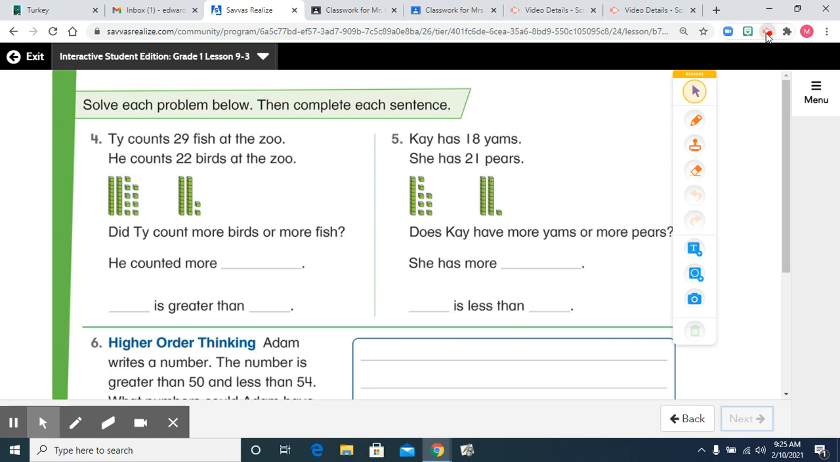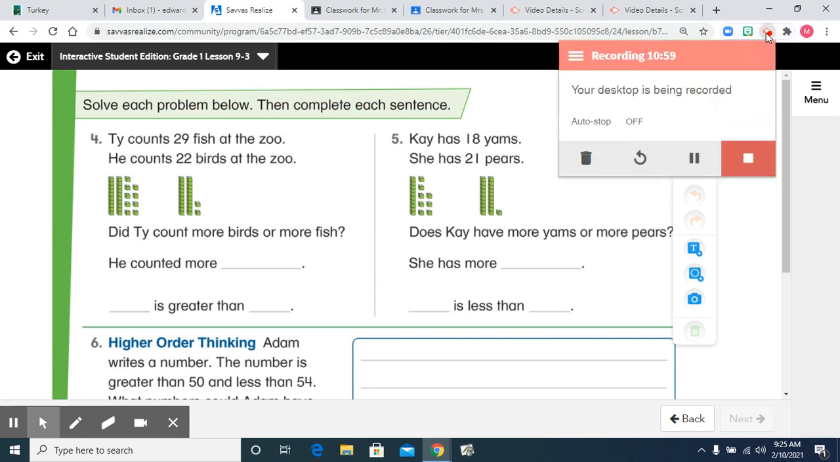All right, when you're done with your workbook pages, please do the quick check on the Savas website. Please do not get behind. It's tough to catch up.